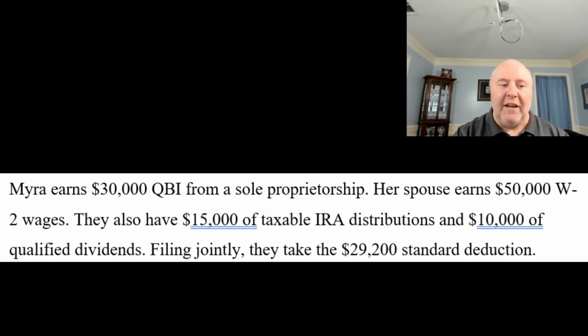So let's go 95,000 minus our $29,200, and that's going to give us $65,800. So we know our modified taxable income is going to be $65,800, and if we needed to know our 20% cap, we're going to say 65,800 times 20%, and that's going to give us the ceiling for our QBI deduction.